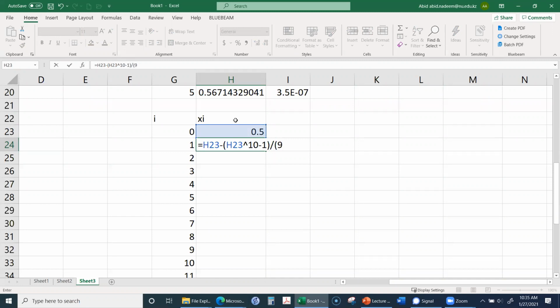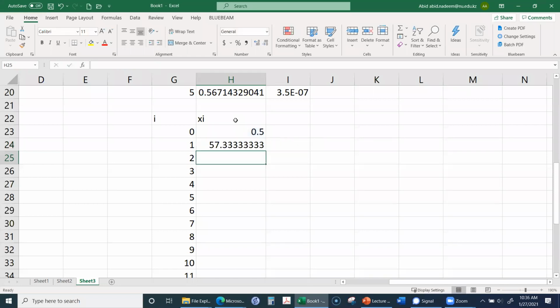9x to the power 9. Okay, 9 times x to the power 9. So I hope I applied it correctly. So from 0.5, I get a completely divergent solution of 0.57.